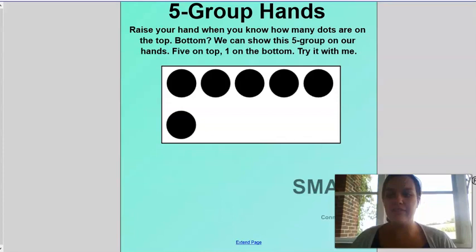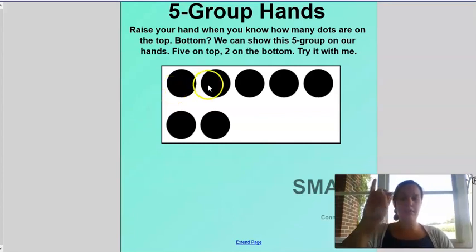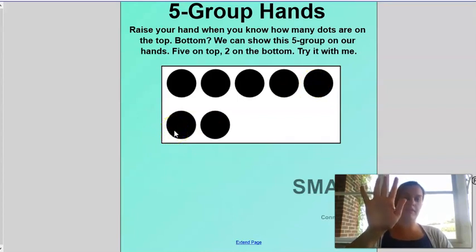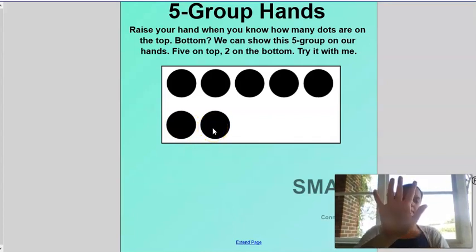Okay, let's do it again. Let's count how many we have up on top. 1, 2, 3, 4, 5. We've got 5 up top. And how many down below? Let's look. 1, 2. So we've got 5 up top, 2 below. How many do we have all together? 1, 2, 3, 4, 5, 6, 7. Good job, you're rocking it.